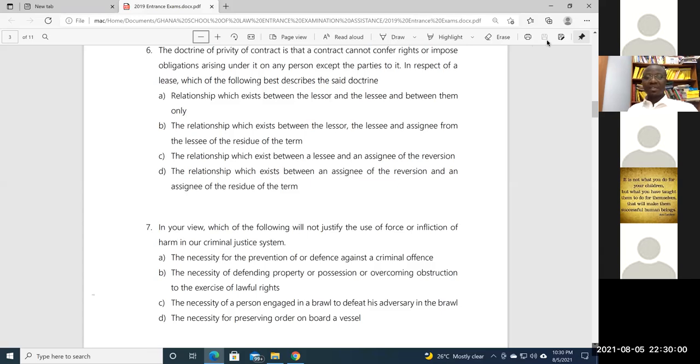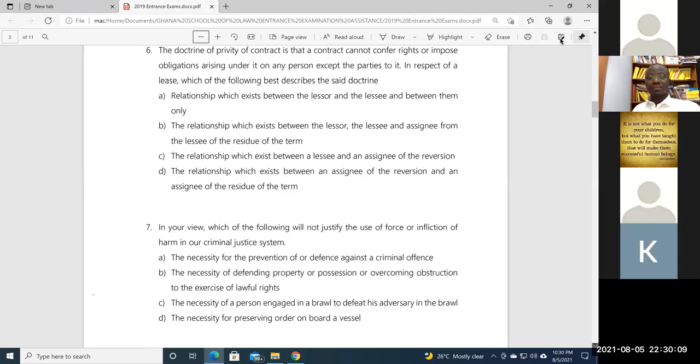Okay, FJA, you can talk. Okay, so good evening. Good evening. Yeah, I chose B because the relationship should exist between the three of them. So that if it's anything that the lessee enjoys, the assignee enjoys, and any covenant the lessee suffers, the assignee suffers the same thing, which is created by the lessor. That's why I went for B.